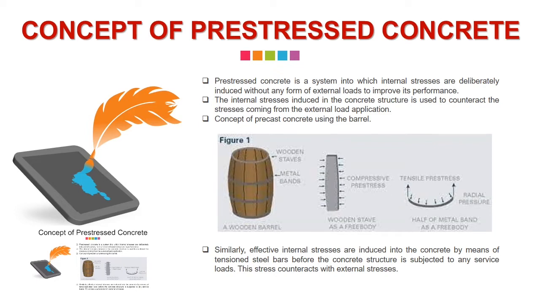The concept can be clearly understood by the example of the barrel. A barrel used in the olden periods to transport liquids and grains is tightly bound by metal bands, as shown in figure 1. These metal bands are fitted so tightly that they create a hoop compression around the barrel. When this barrel is filled with liquid, it exerts hoop tensions.